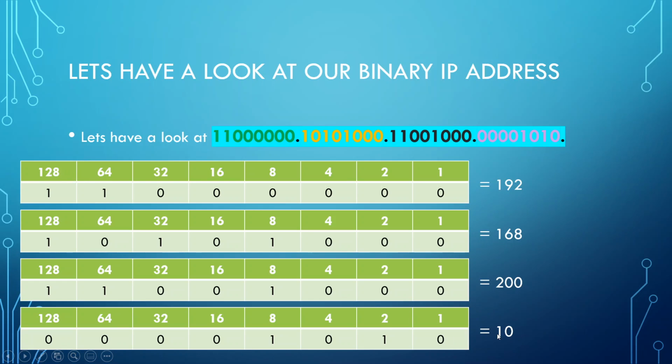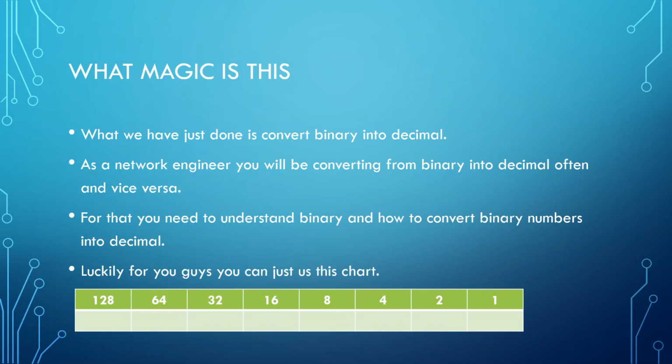Or if I wanted to make up the number 10, again, I write out this chart, and moving from left to right is important. You always move from left to right. I think to myself, okay, what numbers do I need to add together to make 10? In this case, it's going to be 8 and 2, and so the binary equivalent of decimal 10 is going to be 1010, or the binary equivalent of 200 is going to be 11001000. It's literally as simple as that. So again, this magic that we've done, all we've done is just convert binary into decimal.